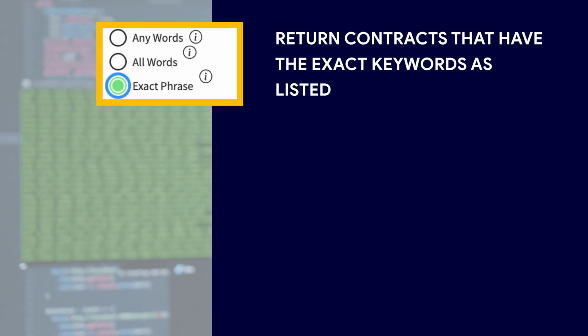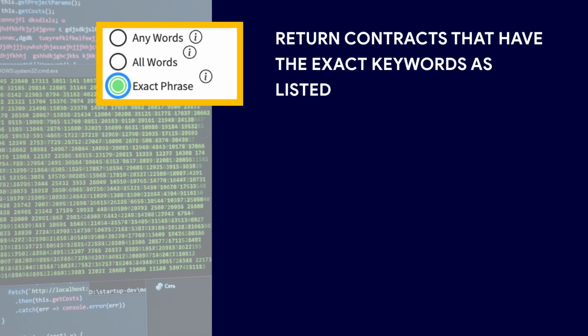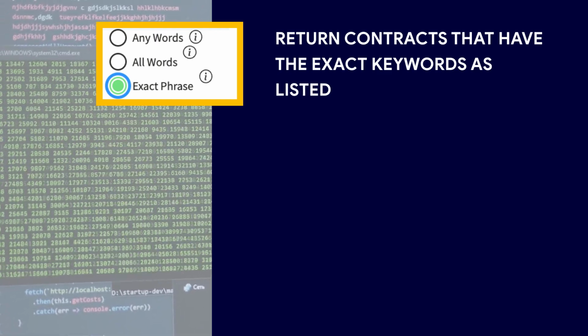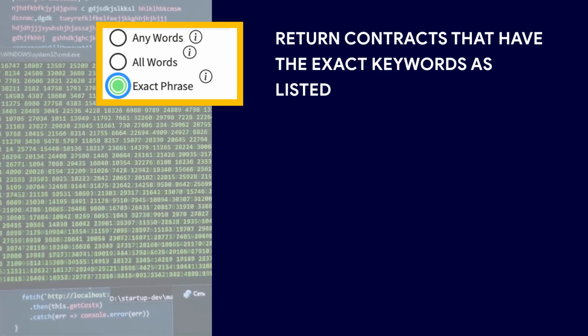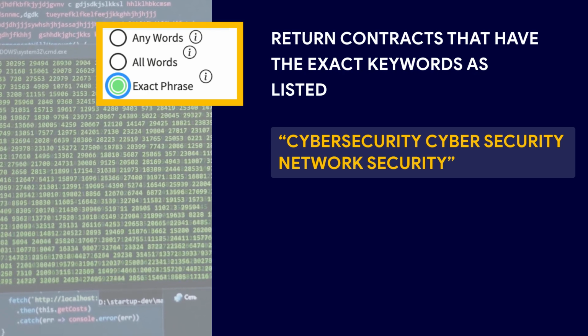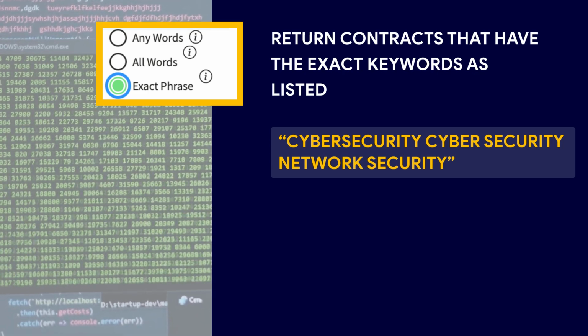And finally, we have exact phrase, which is basically the same as putting quotation marks around your entire keyword list. So in our example, SAM would only return a contract if it had the exact text cybersecurity, cyberspace security, network security. Now, by default, SAM is set to all words.